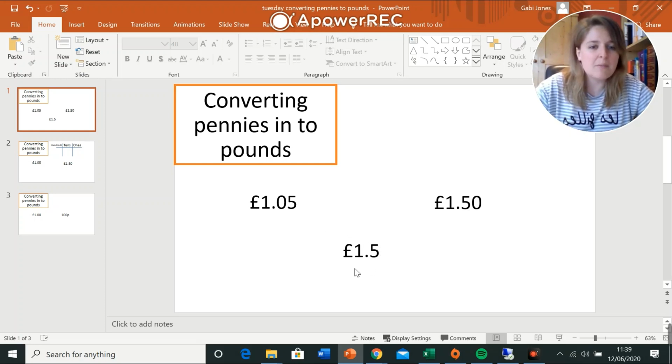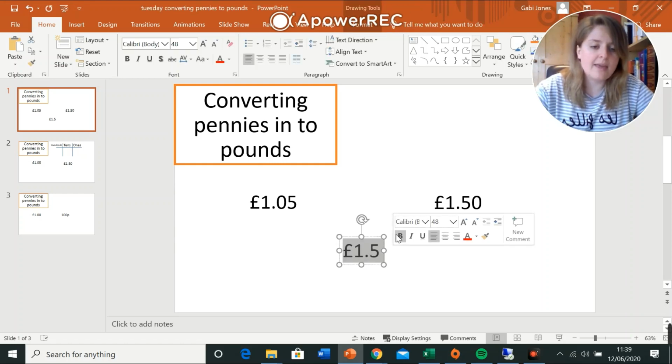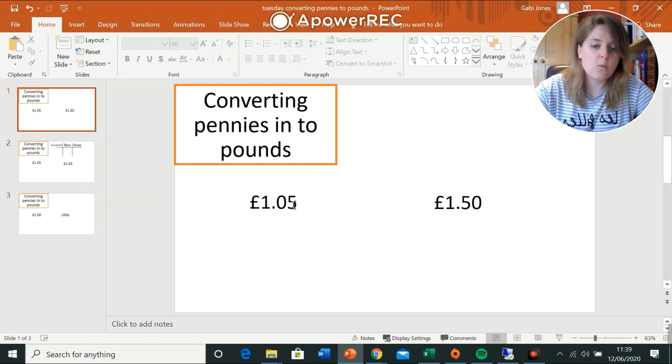Now, what would be the confusing point of putting this on if you were trying to buy some sweets in the shop? If they put 1.5 on a label, you wouldn't know whether you had to pay £1 and 5 pence or £1 and 50p. So when we write numbers, we do not write them this way. We have got to make sure that if there are pennies included, there are 2 numbers after the point, so that we know how many tens there are. In this case, there are no tens. There are no 10 pennies I need to use, but there is 5 pence.